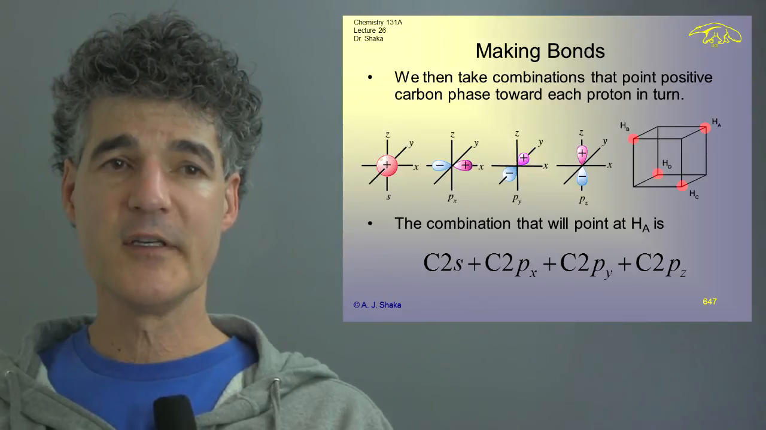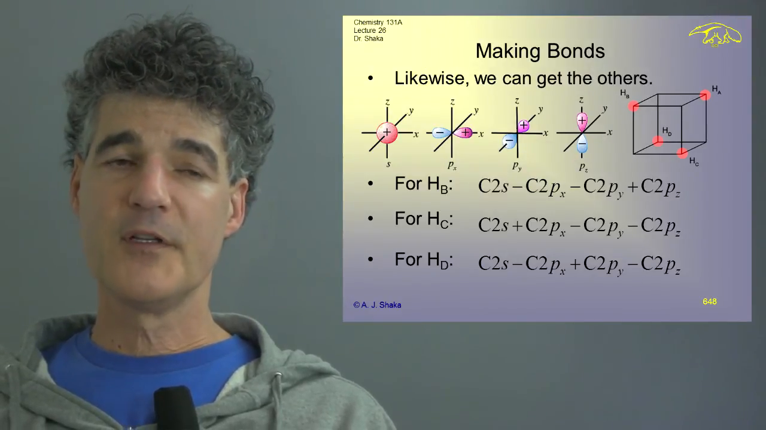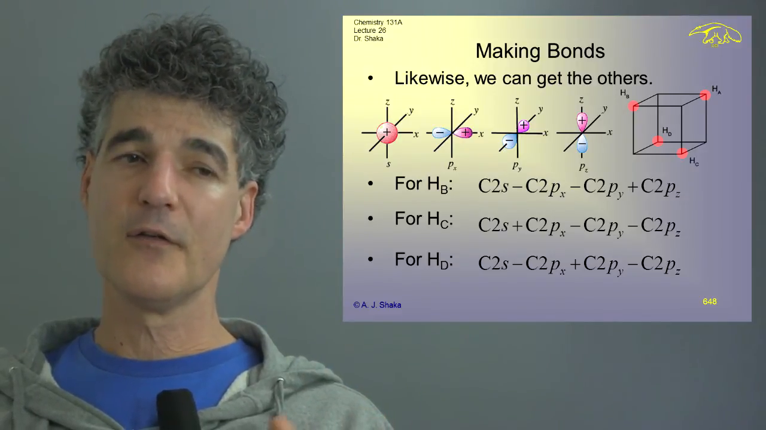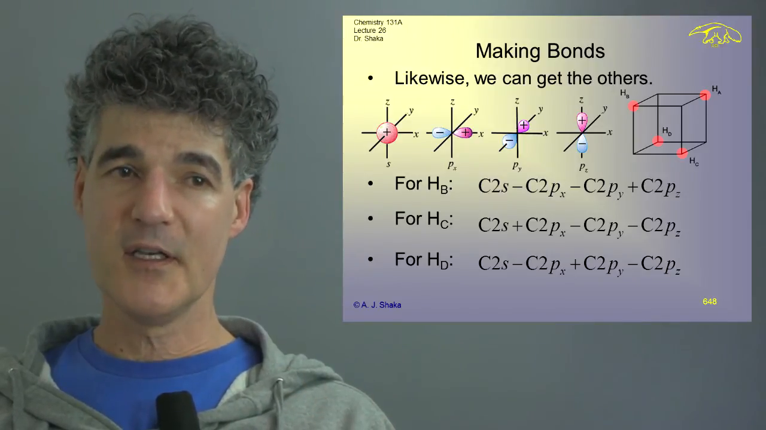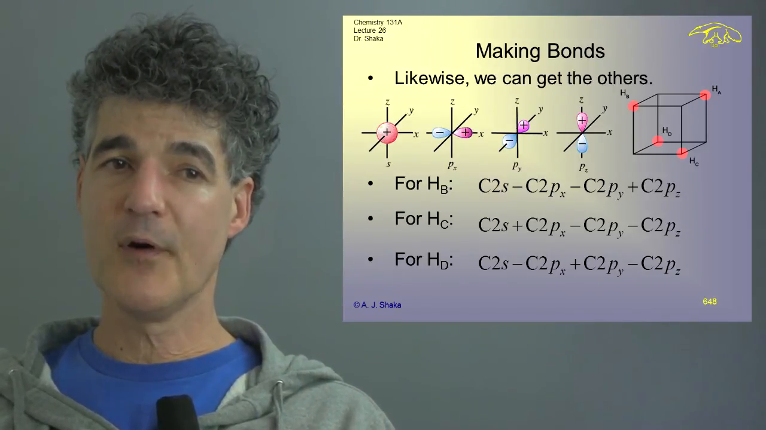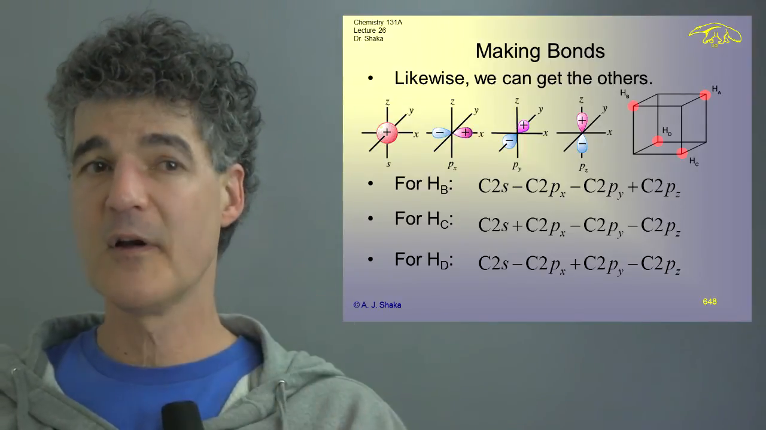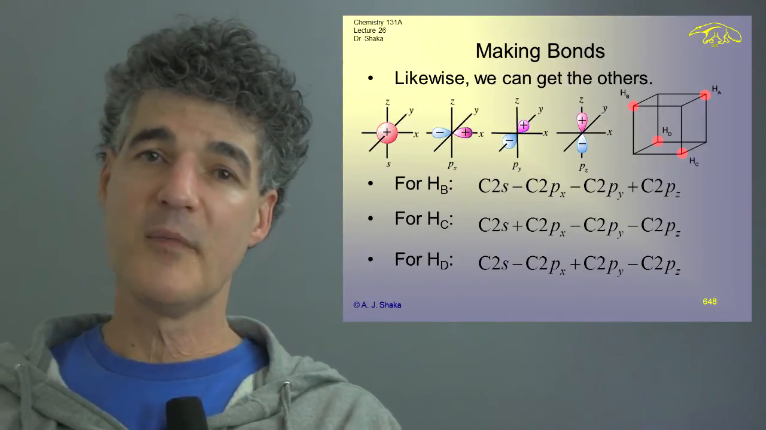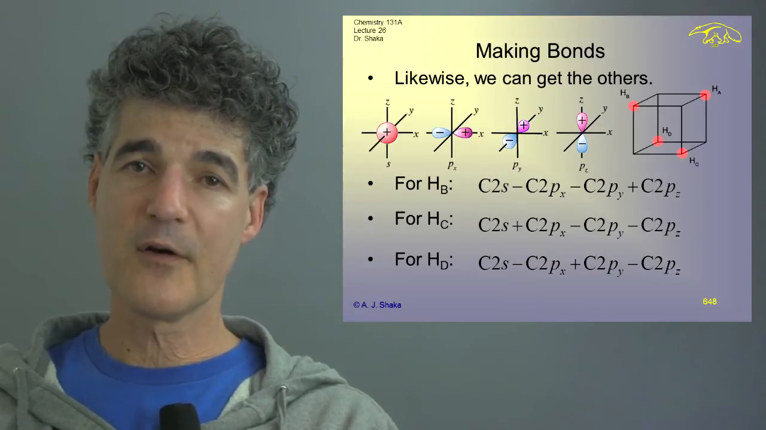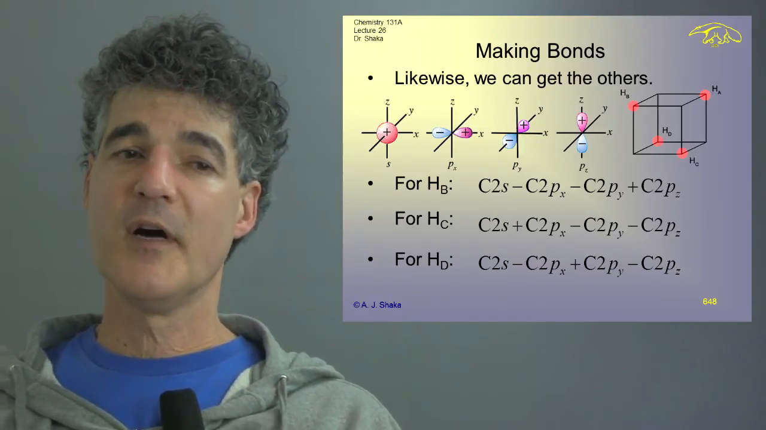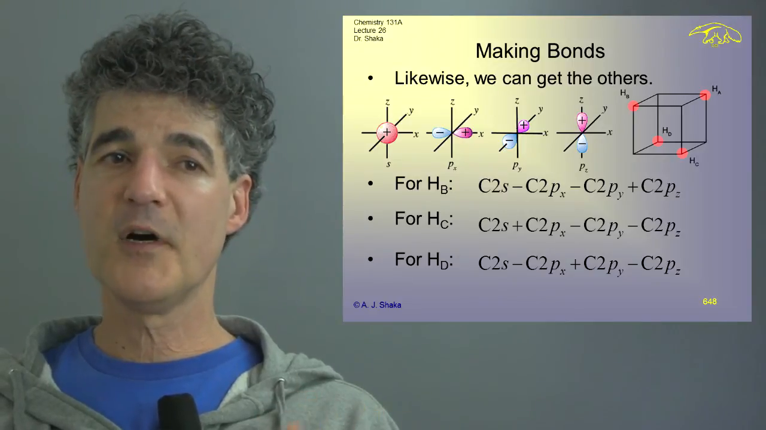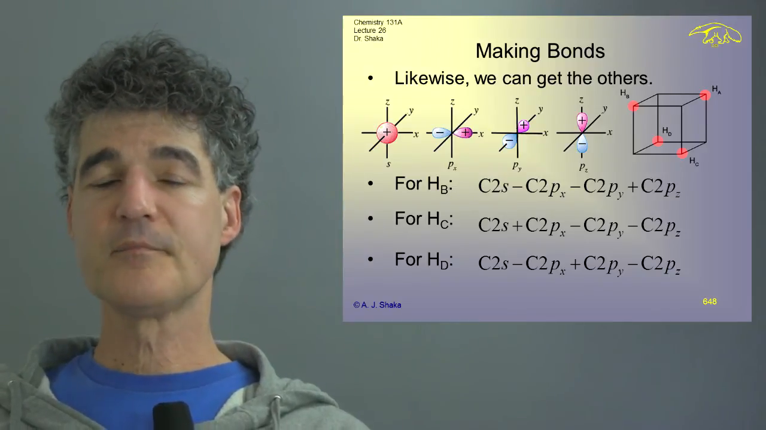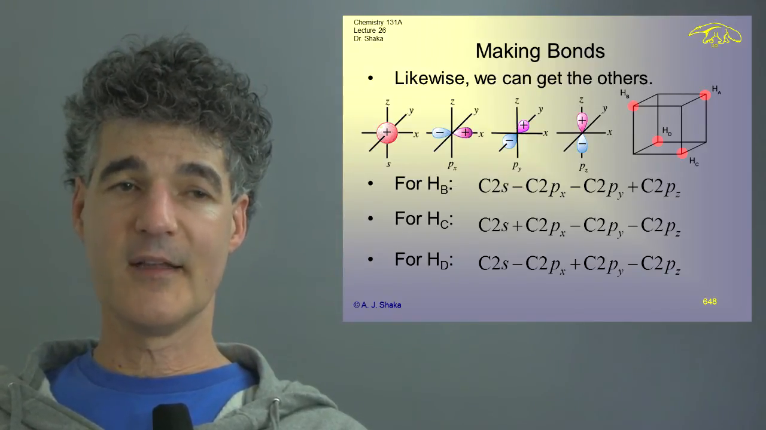So we can get the others for HB, which has X negative and Y negative. I just changed the sign of the p orbitals. So for HB, it's C2S minus C2PX minus C2PY plus, because it's still up, it's kitty corner, C2PZ. And then for HC, there's another combination. The minus signs move around so that it goes to that corner. And then for HD, the minus signs move around again. And in fact, you get all possible combinations. One of them's all plus. All the others have 2 minuses at least in the formula. Exactly 2, in fact.